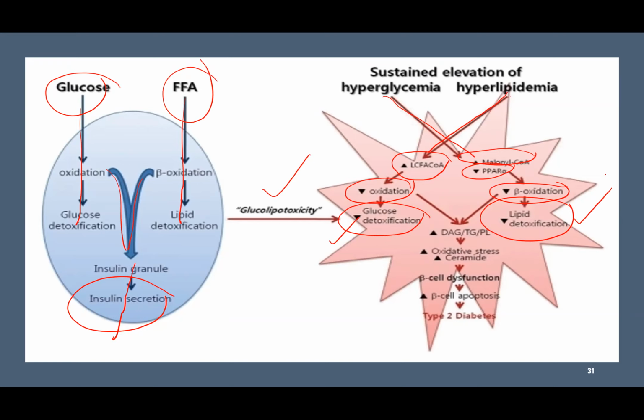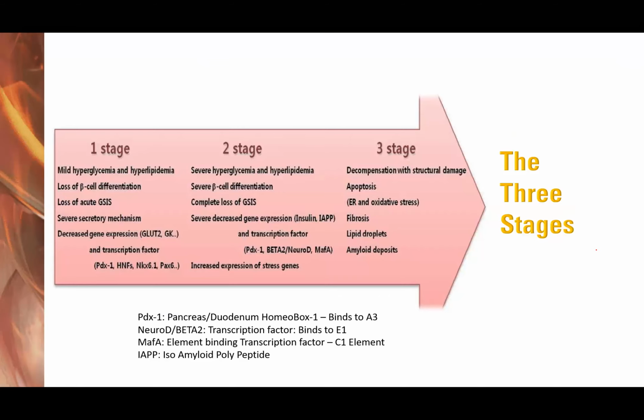What do they do? They increase the central molecule, diacylglycerol, phospholipids, and triglycerides. This diacylglycerol, when it is increased, it increases oxidative stress. It produces ceramides. Ceramides disrupt beta cell function. That is beta cell apoptosis. That is worsening of type 2 diabetes, and then the end result is micro and macrovascular complications.